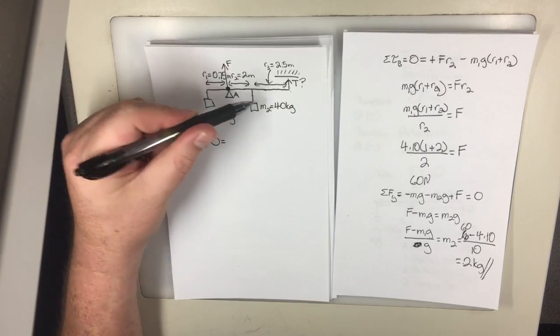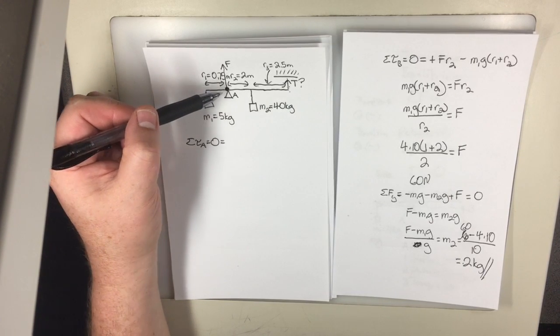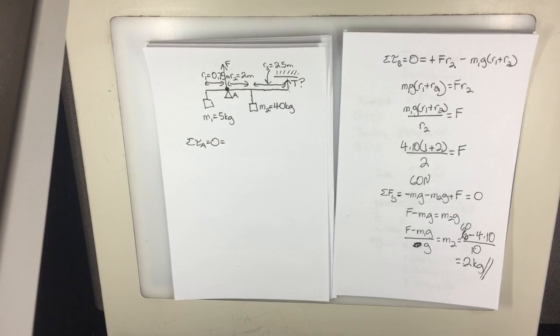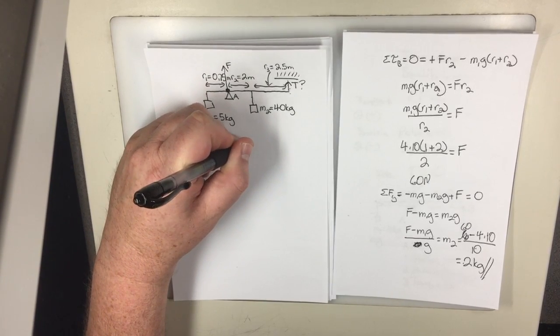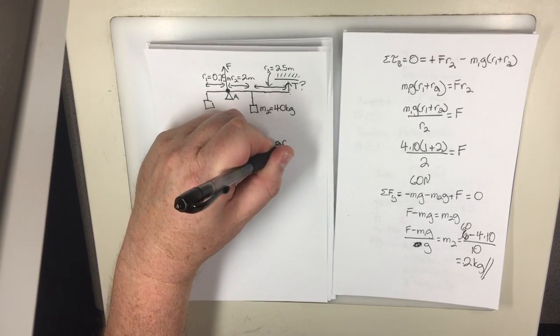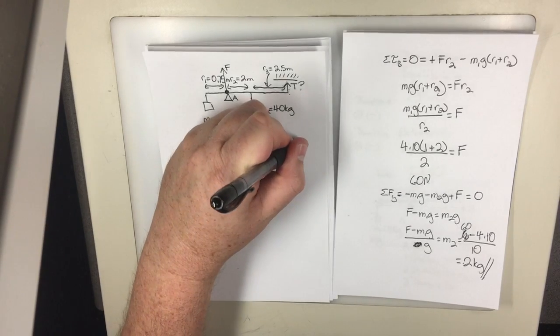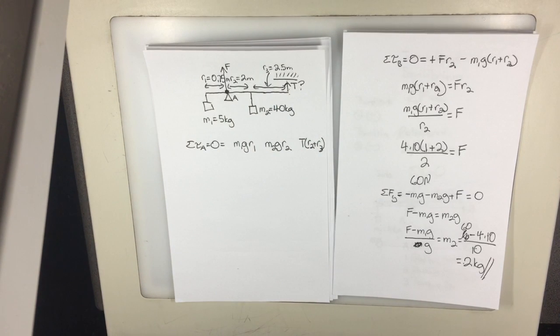There are 3 torques that interest me. F is at the rotation point, so I can forget about F, because F times 0 is the torque of F at A, and if R is 0, that torque is 0, so I can ignore it. So my 3 torques are M1G R1, M2G R2, and then T (R2 plus R3), like that. So those are the 3 torques.